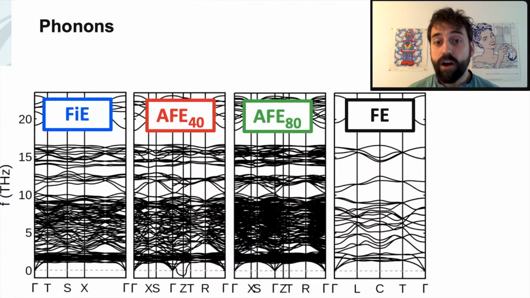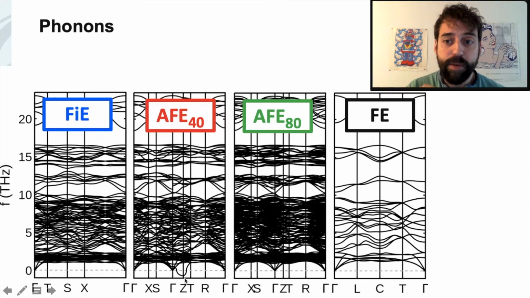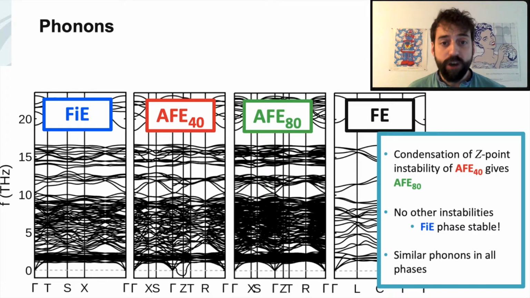The next thing we studied are the phonons of the four phases. You can see here that all of them show no instabilities, except for that one at the sigma point of the AFE40 phase. But as I mentioned before, it is precisely the condensation of this instability that leads to the AFE80 phase to its right. Overall, we find that all the phonons of the four phases are quite similar, and importantly, the phonons show that the new phases, namely the ferroelectric and the AFE80, are both dynamically stable.